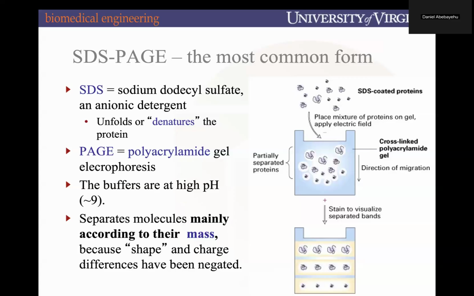The PAGE part just tells us what kind of gel is being used in this gel electrophoresis. It's polyacrylamide. It's a pretty standard gel. In a lot of cases, people would have to make these gels, but now they're pretty cheap to purchase commercially. Because of how affordable and how tunable they are, polyacrylamide is a common gel that's used in gel electrophoresis.